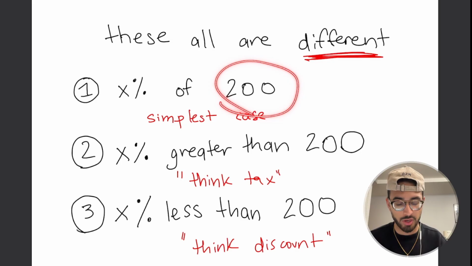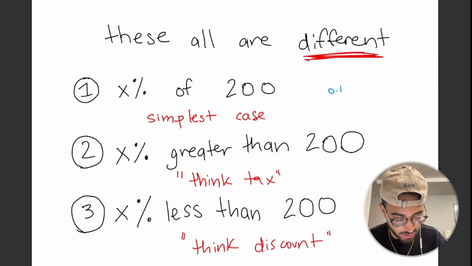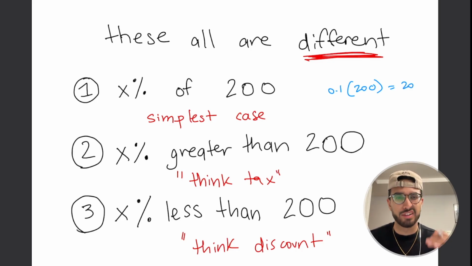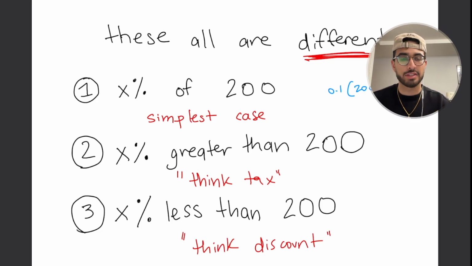In this case, it is 200. So if this was 10% of 200, you just do 0.1 times 200, and you'd end up with 20. Super simple. The other cases involve a second intermediate step.